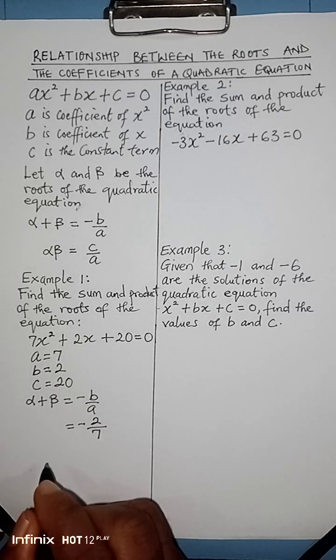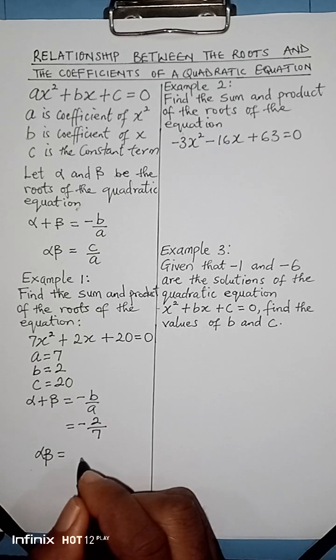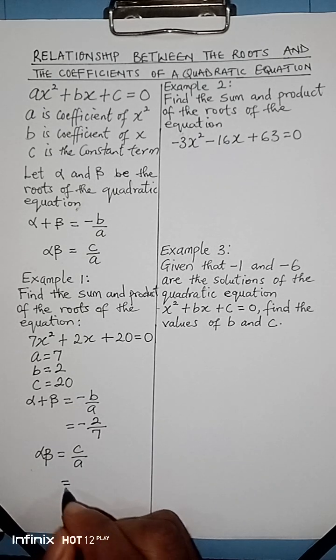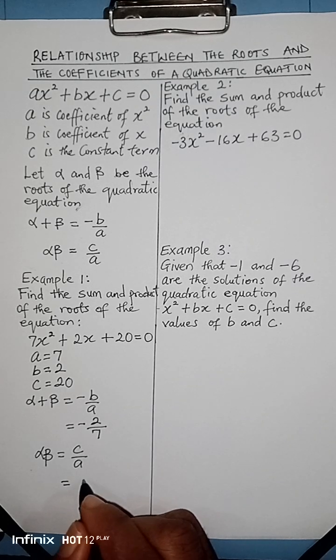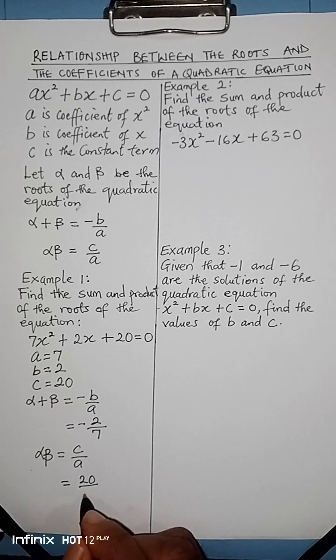Let's go to the product. The product is alpha beta equal to c over a. What is our c? The value for c is 20. What is our a? The value for a is 7. That's the solution to the question. So 20 over 7. That is for example 1. Let's move over to example 2.